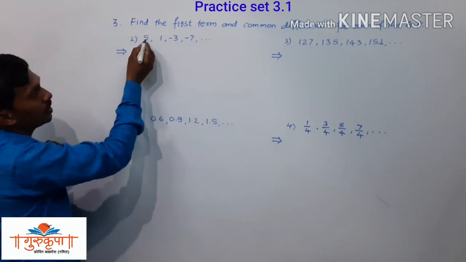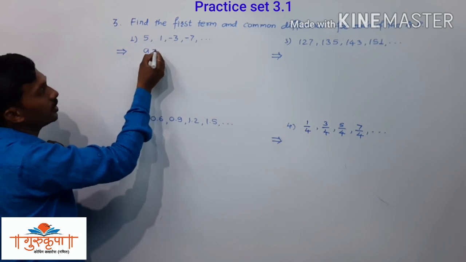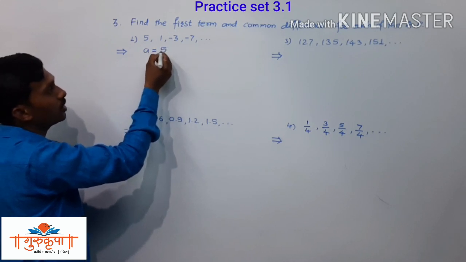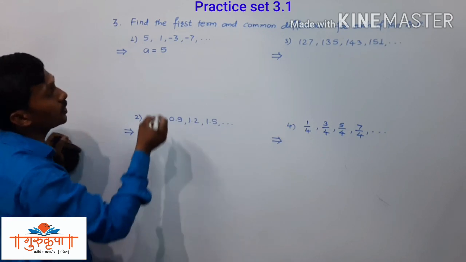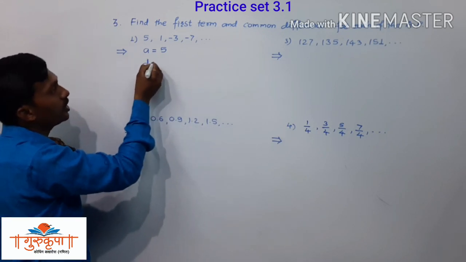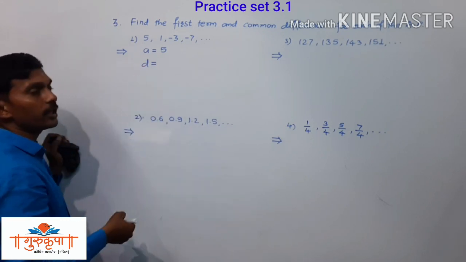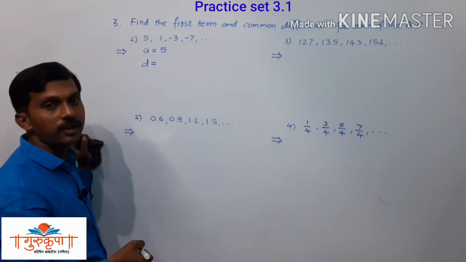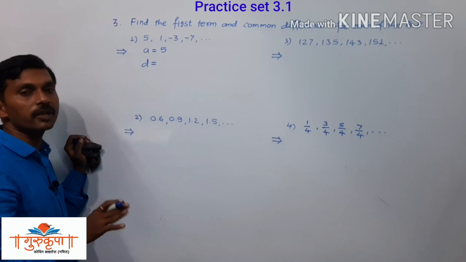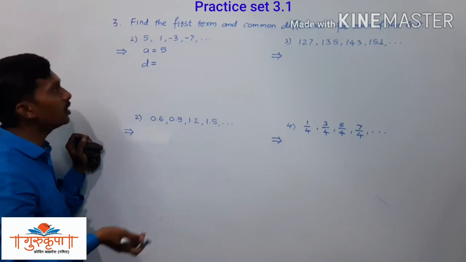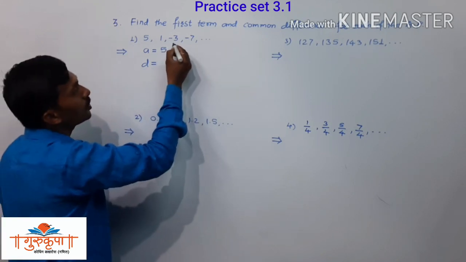Here the first term is 5. So directly you can write first term, that is A is equal to 5. And now we have to write the common difference also. So here we can write D is equal to, take any two consecutive terms and find the difference between them. We will take these two terms.